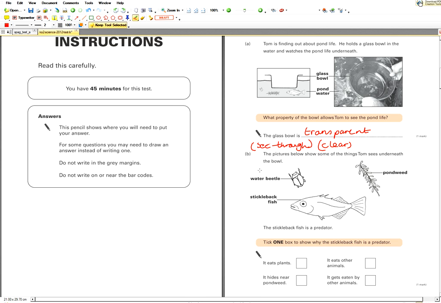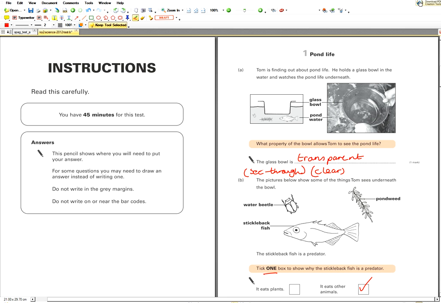Question 1B. The picture below shows some of the things Tom sees underneath the bowl: water beetle, stickleback fish, pondweed. The stickleback fish is a predator. Tick one box to show why the stickleback fish is a predator. It eats other animals is absolutely correct. So tick that box. Let's move on.